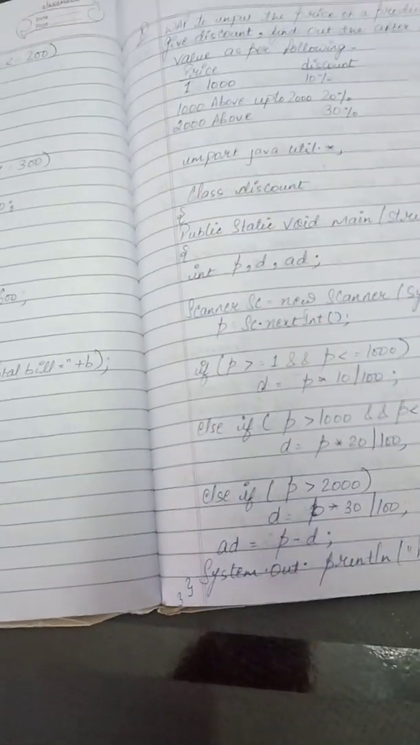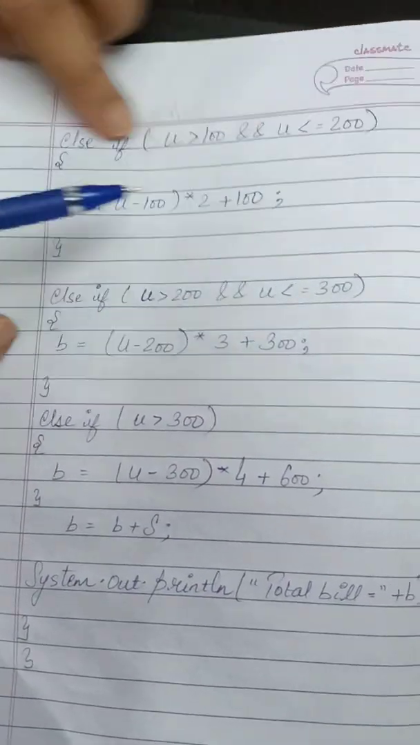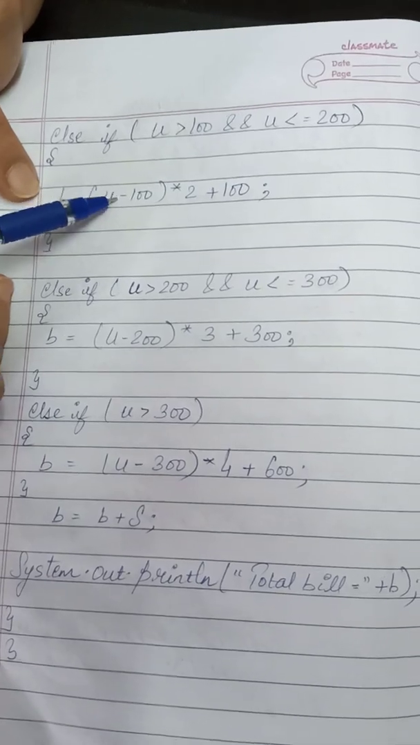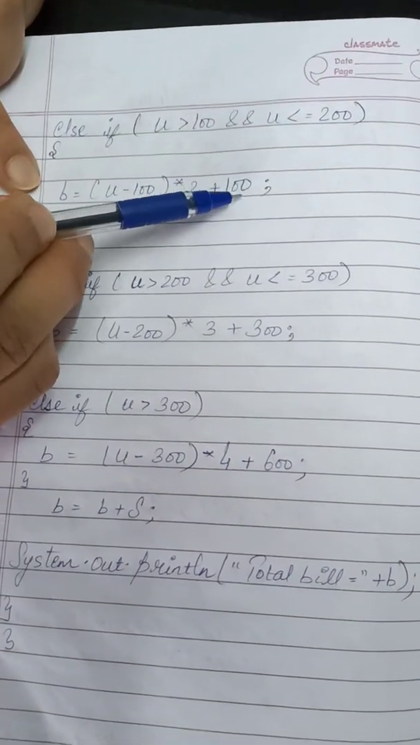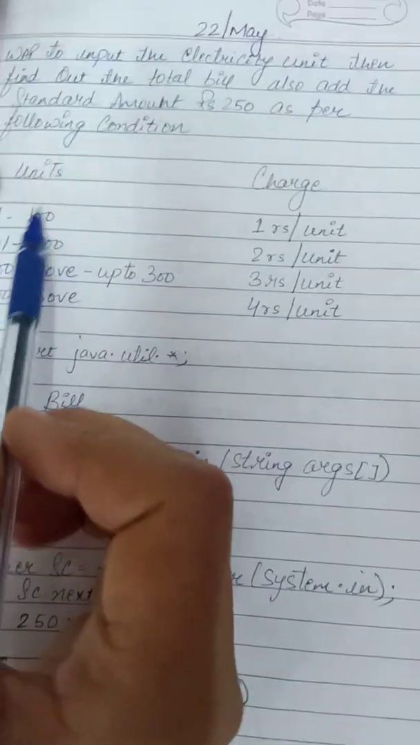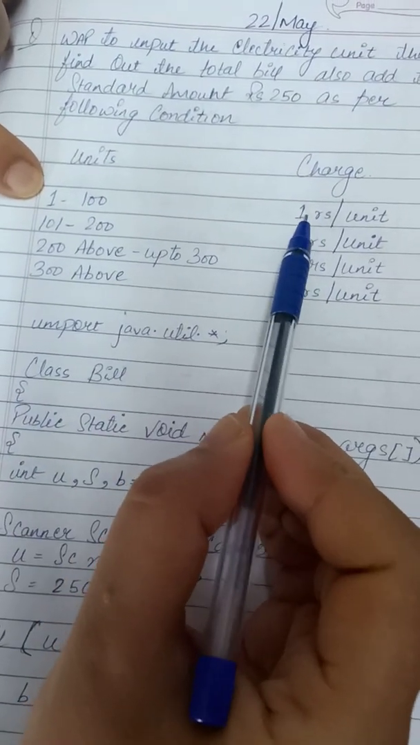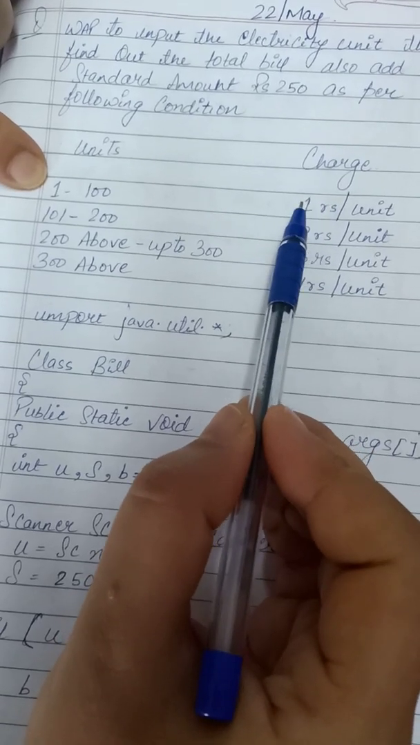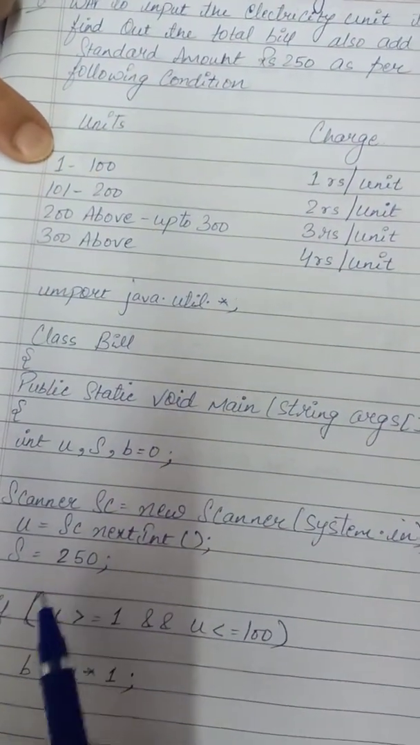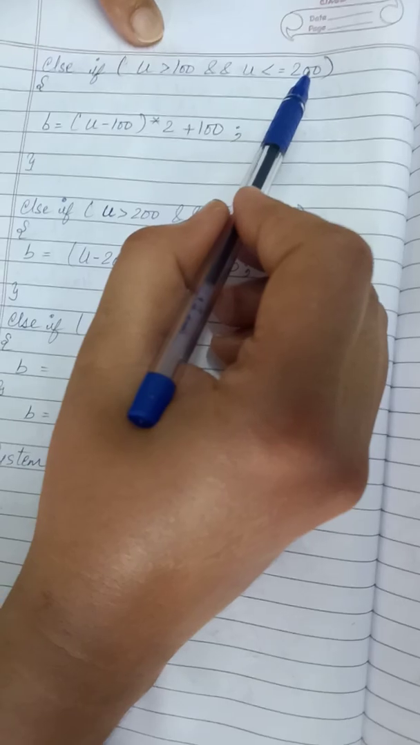Now next, from greater than 100 and less than or equal to 200, your bill will be (unit minus 100) into 2 plus 100. We add on the previous charge also in this. You can see here how we calculate the previous charge. From 1 to 100 the unit is 100, so for 100 units the charge is 100 into 1. So your previous charge is 100, and we are adding this 100 rupees in the 100 to 200 range.